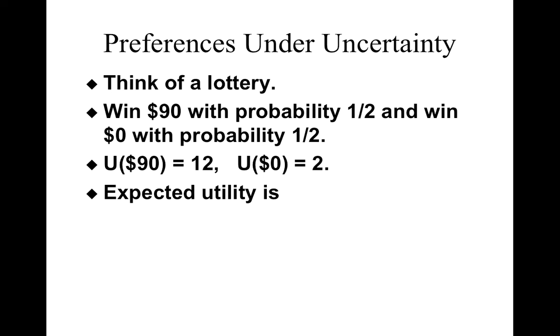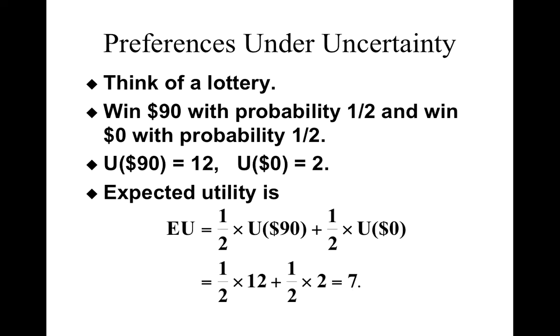The expected utility function basically says that the utility that you get from this particular gamble is the average of the utilities that you would get from the individual outcomes multiplied by the probability of their occurrence. So here the expected utility of this gamble is the weighted average of the utilities that you derive from individual outcomes. How much utility you derive from $90 multiplied by the probability of its occurrence, and similarly how much utility you derive from $0 multiplied by the probability of its occurrence. If the numbers that you would give to these two outcomes were 12 and 2, then your expected utility is going to be 7 for this particular gamble.